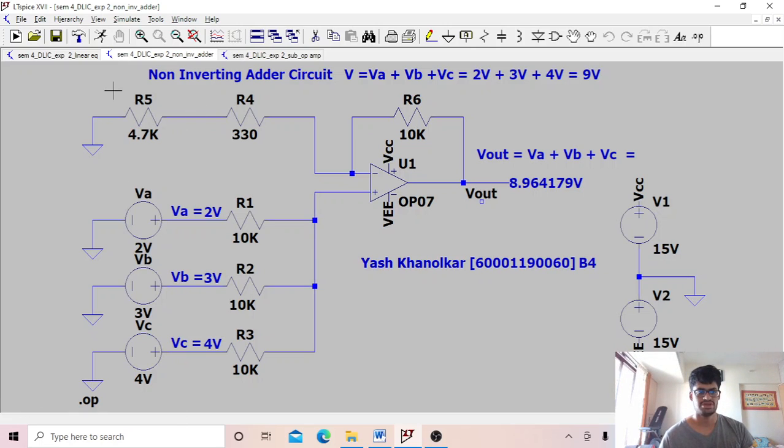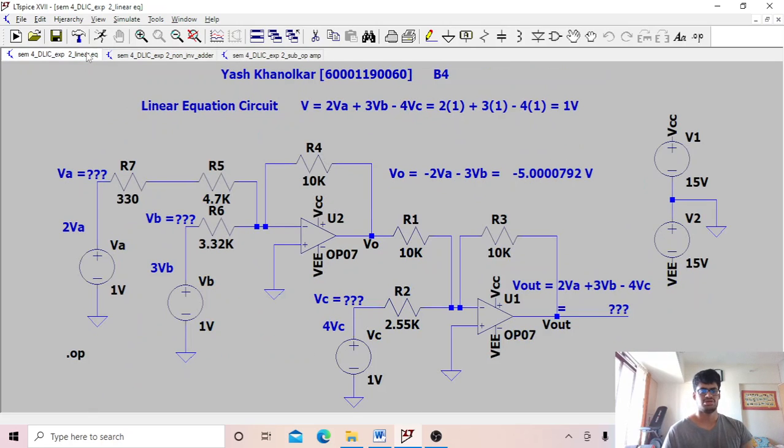Now the next circuit we will be seeing is the linear equation circuit. This circuit is a little bit different because it contains two op amps, and as you can see we have been given an equation here, so using this equation we can design this circuit. Now we have taken VA and VB at the inverting terminal of the first op amp, and VC at the inverting terminal of the second op amp, and you can see here the coefficient of VA is 2, so the R4 by R5 plus R7 value should be 2. So we have here R4 as 10k and you have this as 5k, so 10k by 5k is 2.